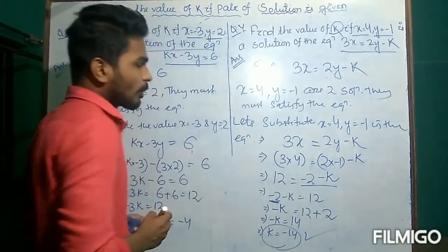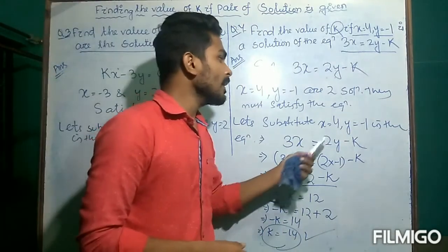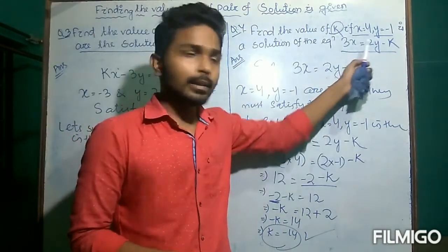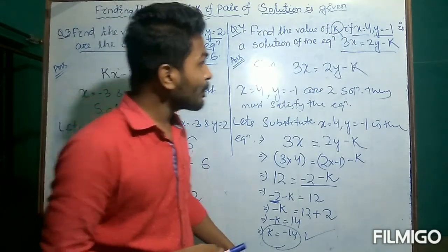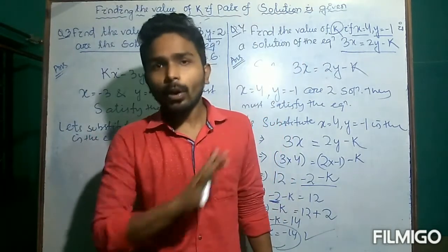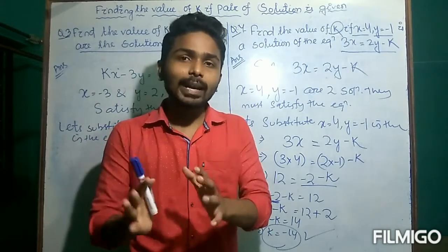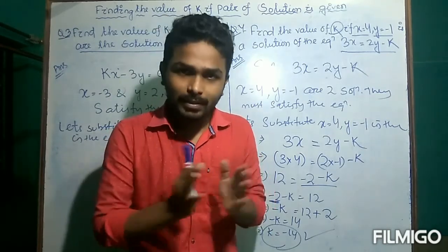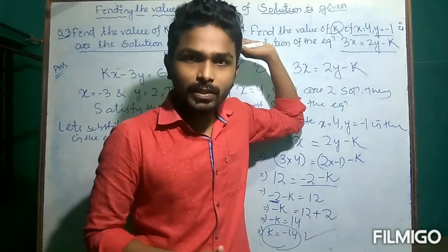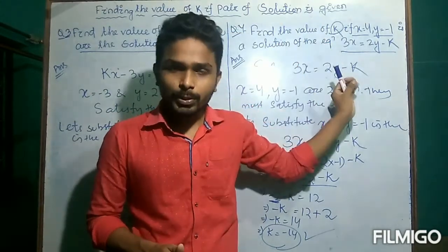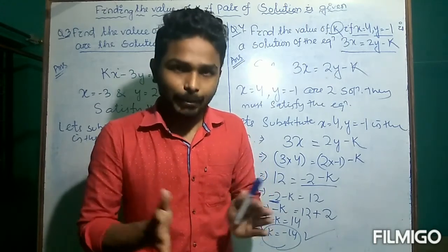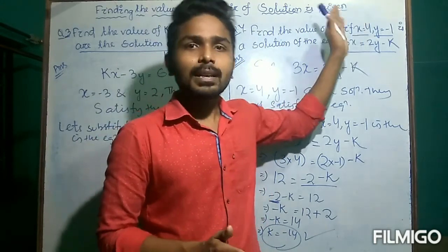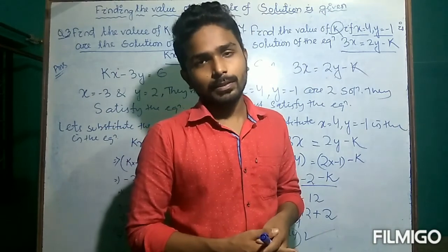Hence we got the value of k by substituting the values of x and y in the following equation. Understood? So in this type of question you have already the values of x and y, and those values x and y are the real solution of any given equation. You have to just substitute those values in the equation and find the value of k, because these two values satisfy the equation. Understood?